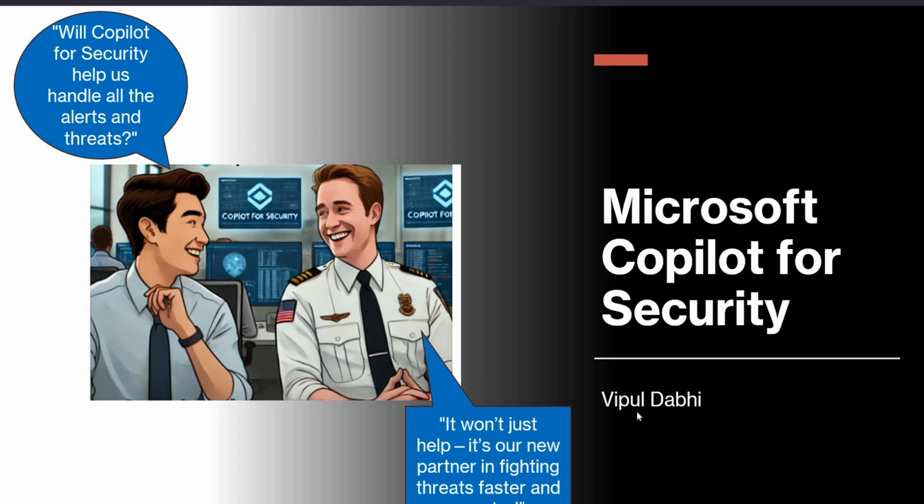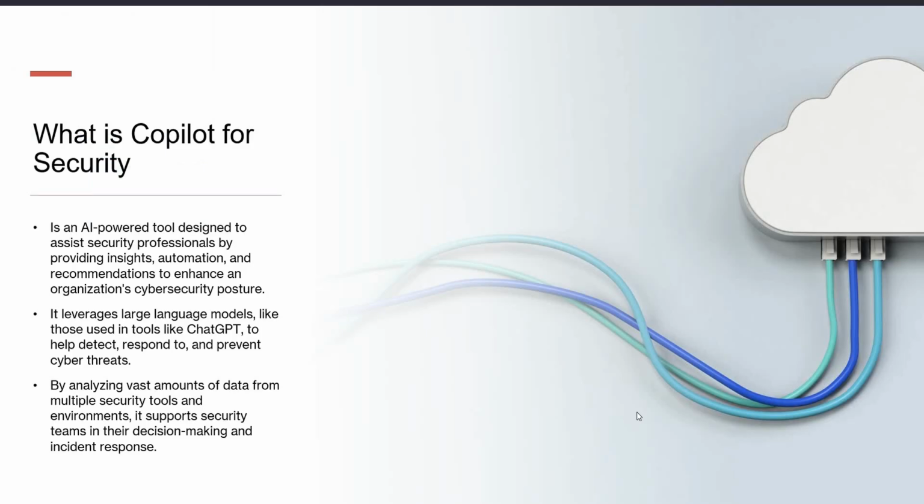With that context in our mind, we need to set the context. Whenever it's an AI discussion, make sure that you set the right context, correct? So we are setting the context for Microsoft Copilot for Security in those lines, and let's proceed further. The very first thing is that we need to understand what exactly Copilot for Security is. Basically, it's an AI-powered tool designed to assist security professionals by providing insights, automation, and recommendations to enhance an organization's cybersecurity posture.